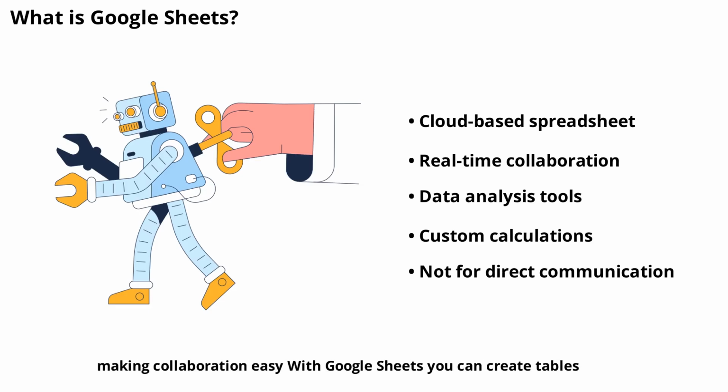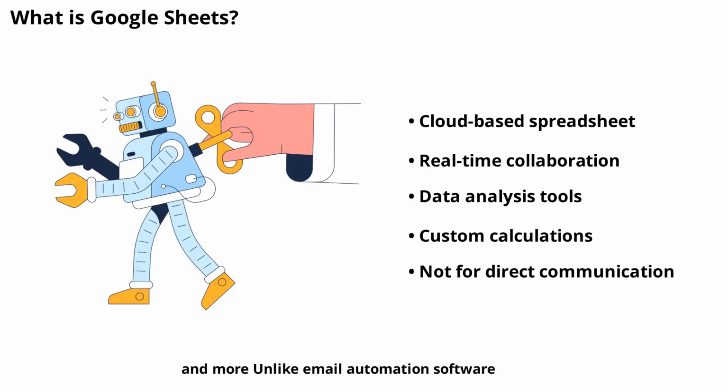With Google Sheets, you can create tables, perform calculations, visualize data with charts, and even use scripts to automate certain tasks. It's widely used for budgeting, project tracking, data analysis, and more. Unlike email automation software, Google Sheets is not focused on communication, but rather on data management and analysis.